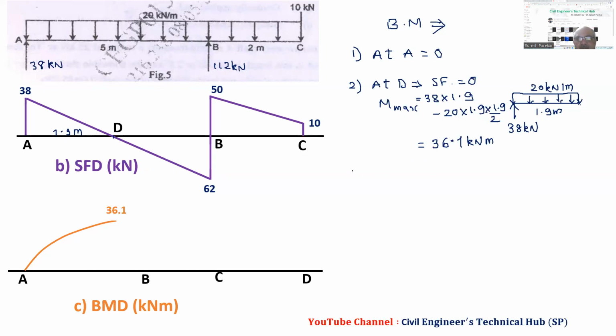Then we have to find value at B. Now you have choice, you can come from left or you can come from right. If you come from left, I will write from left: that is equal to 38 into 5 minus 20 into 5 into 5 by 2. So we have 38 into 5 minus 20 into 5 square by 2, and we have this value.